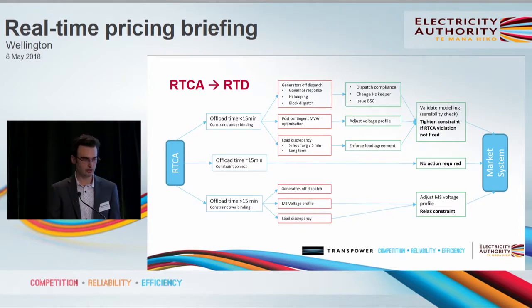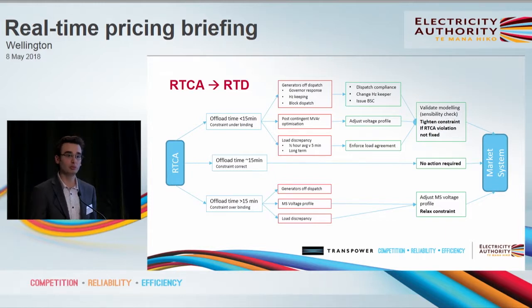So when we have the situation where the offload time is less than 15 minutes, we've got a problem. If something bad were to happen, we could end up with asset damage. We need to try and rectify the situation. First thing we need to do is verify that the inputs that have resulted in the constraint right-hand side are accurate. So things that can affect that calculation are things like generators being off dispatch, either because of governor response or frequency keeping or block dispatch, for instance, or simple dispatch non-compliance, as sometimes happens.